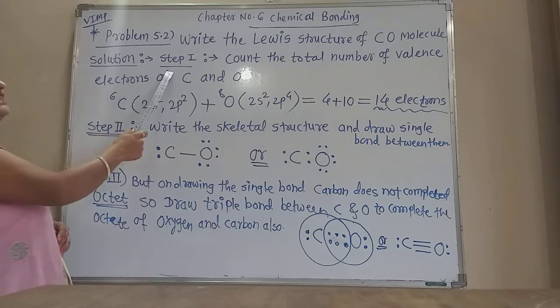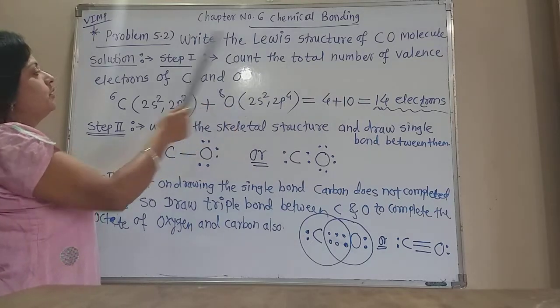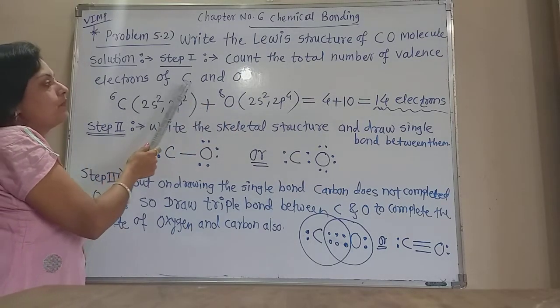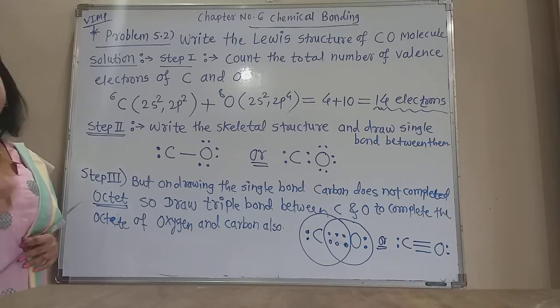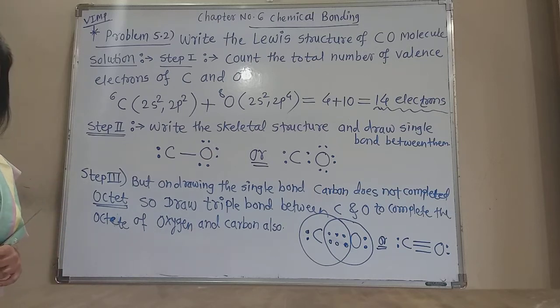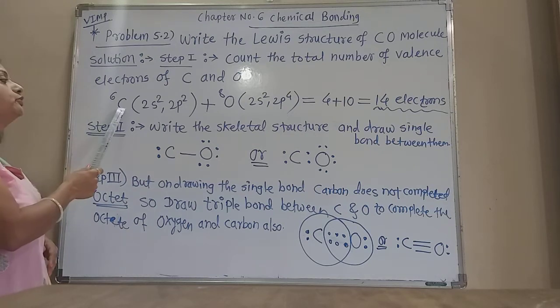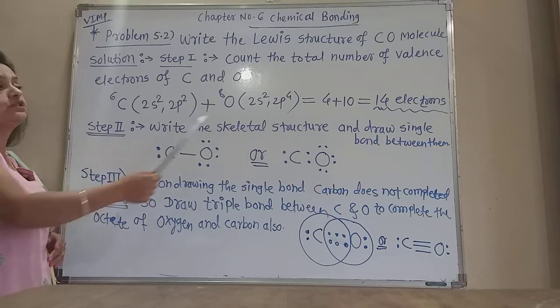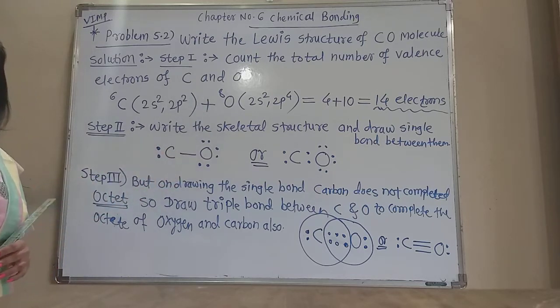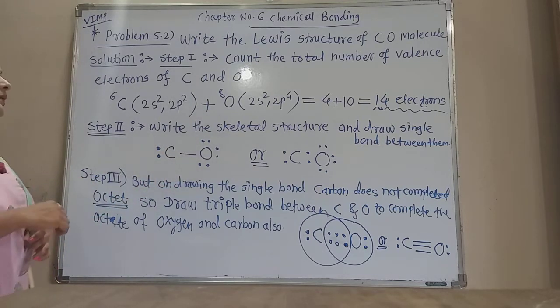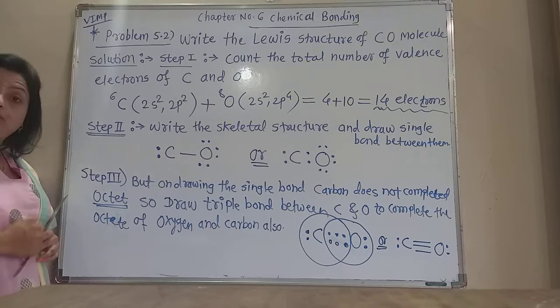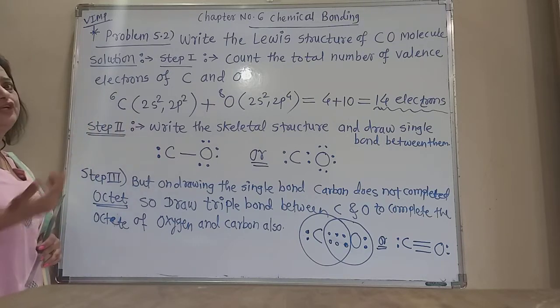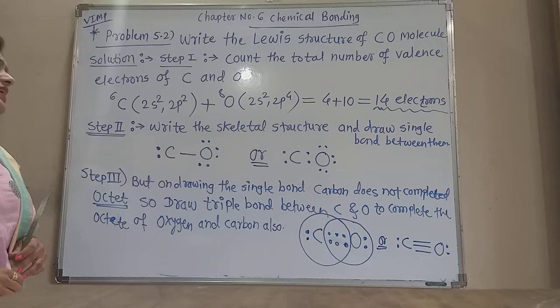Step 1 is to count the total number of valence electrons of carbon and oxygen. How do we count the valence electrons? First we have to know the atomic number of every atom. Carbon has atomic number 6 and oxygen has atomic number 8. The electronic configuration of carbon is 1s2, 2s2, 2p2. But the 1s electrons are not shown because they are not valence electrons.